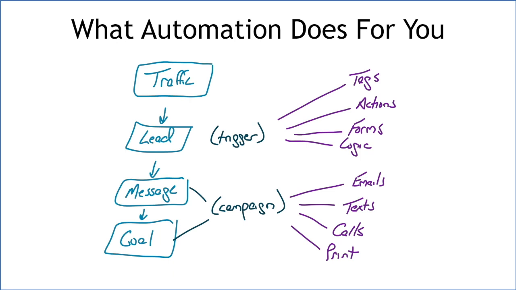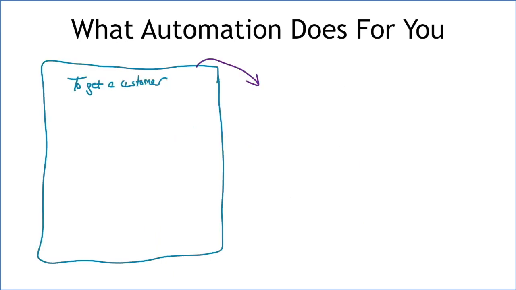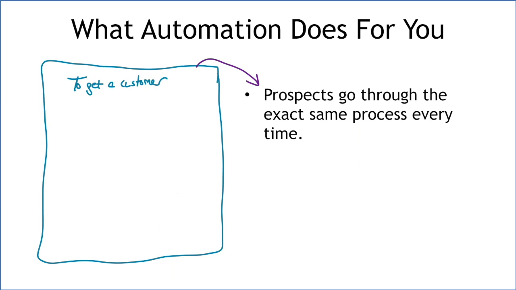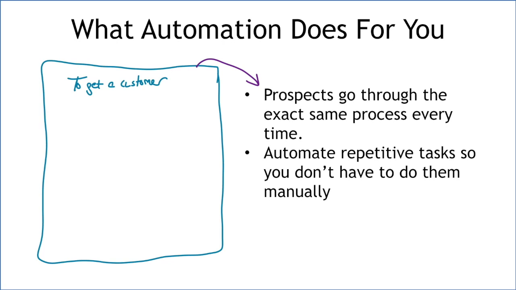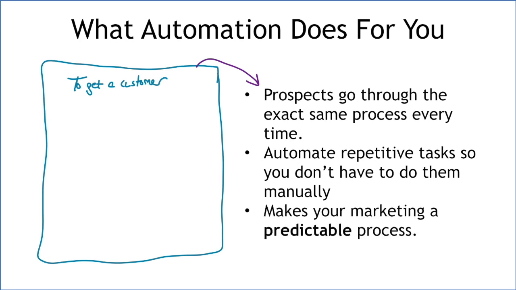The triggers, form. It could be logic. It could be, if they do this, go here. If they do that, go somewhere else. So really, to get a customer, prospects go through the exact same process every time. Campaigns automate repetitive tasks, so you don't have to do them manually. And they make your marketing a predictable process.